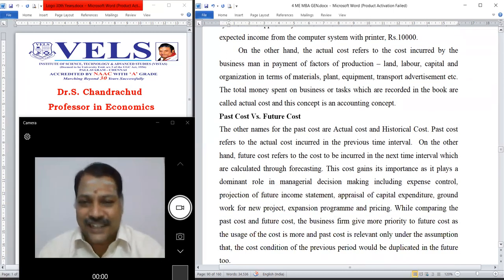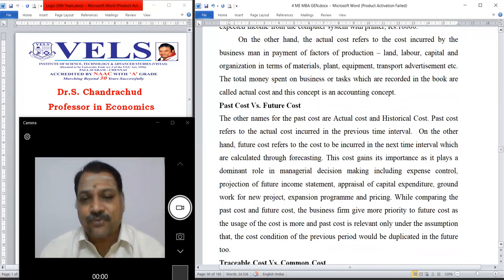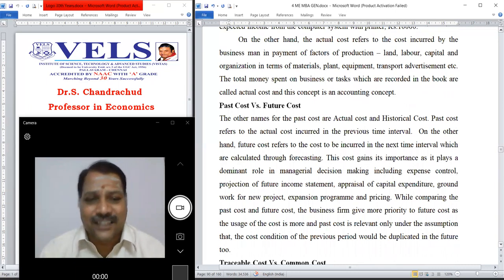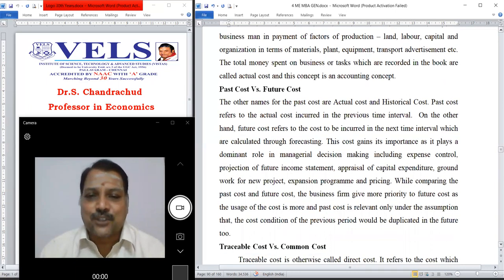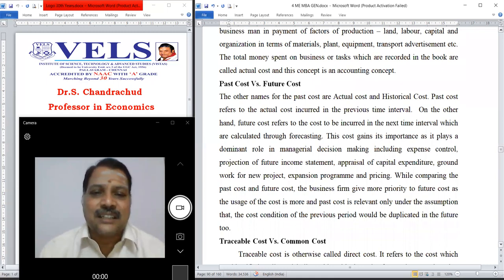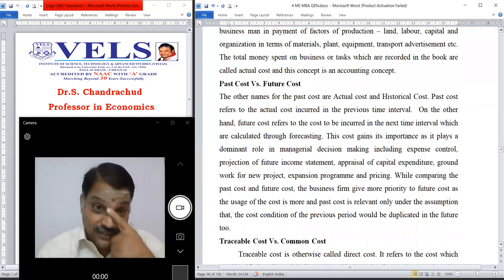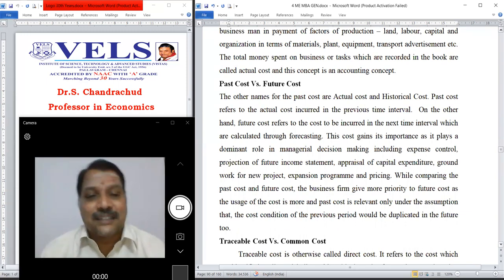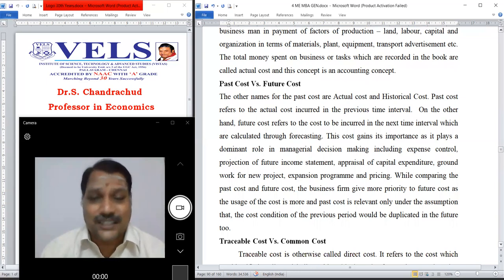Let's move to the second type of cost, that is past cost versus future cost. The other names for the past cost are actual cost or historical cost. Past cost refers to the actual cost incurred in the previous time interval. On the other hand, future cost refers to the cost to be incurred in the next time interval, which is calculated through forecasting.